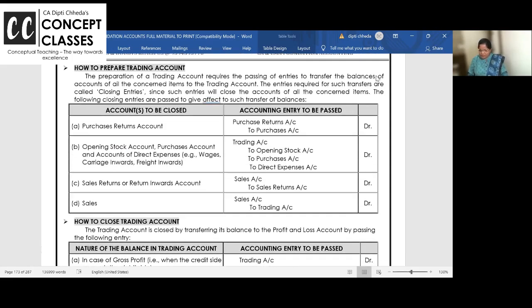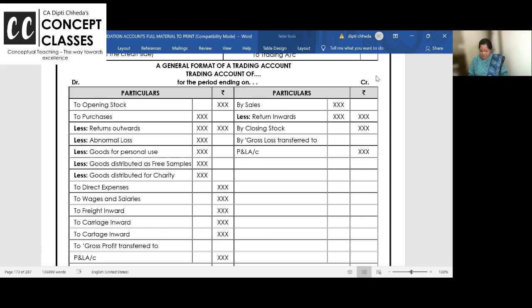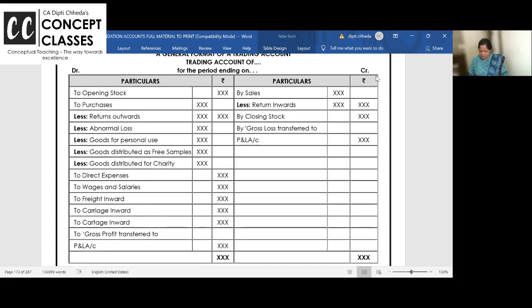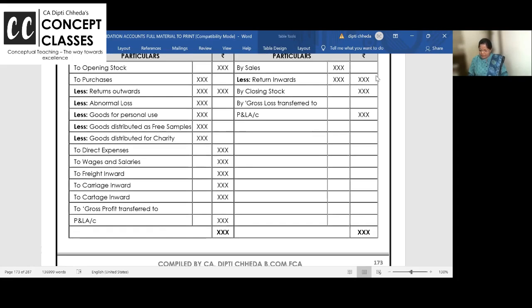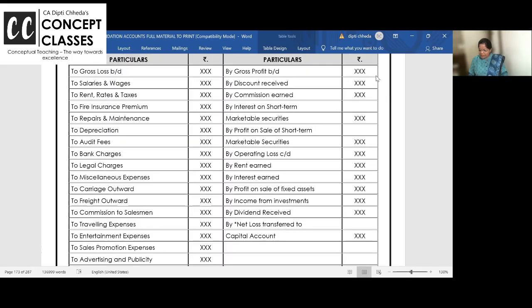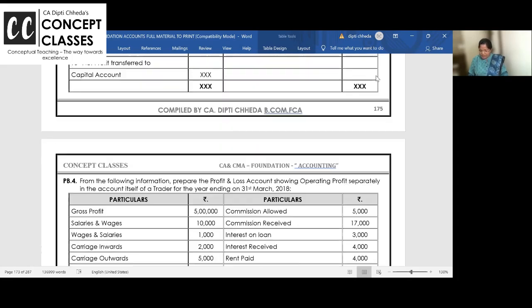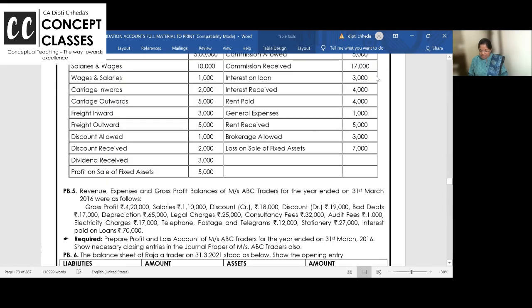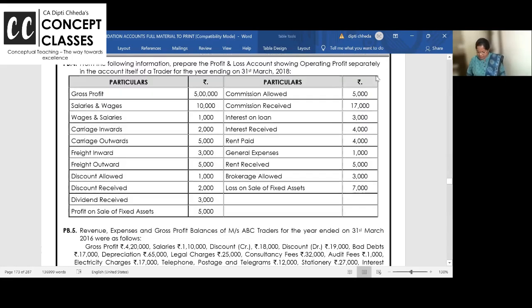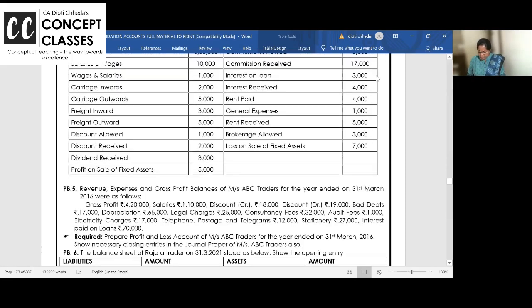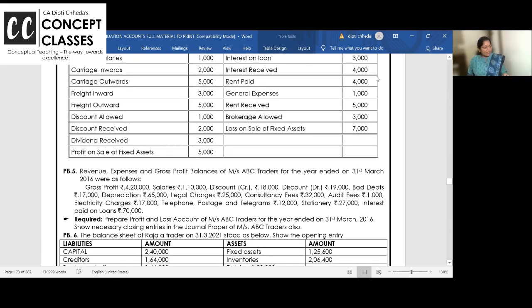Look at the format. Opening stock, purchase minus all this, sales and all on this side. Then look at the P&L account. GP, commission, rent, all this side, all travelling expense and all. I hope you all have done till the 4th problem with me yesterday. So we have to do the fifth problem. Fifth problem I gave as homework. I asked you to prepare the P&L account.